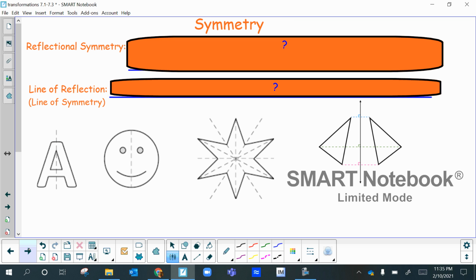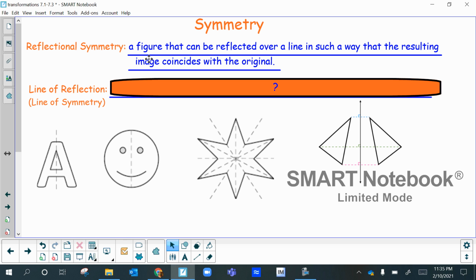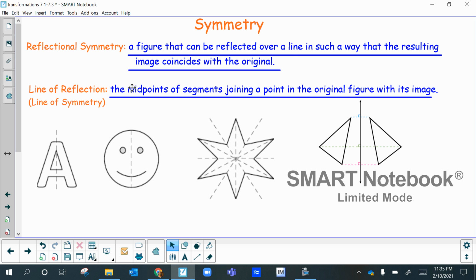So the main thing we're going to talk about is symmetry, okay? So what is symmetry? Our first type of symmetry we're going to talk about is reflectional symmetry. This is where a figure can be reflected over a line in such a way that the resulting image coincides with the original, okay? When that happens, then you're going to see a line of reflection, which is mentioned right here, okay? And so what makes up this line of reflection? All the midpoints of the segments joining a point of the original figure with its image, okay? And that's going to be your line of symmetry.